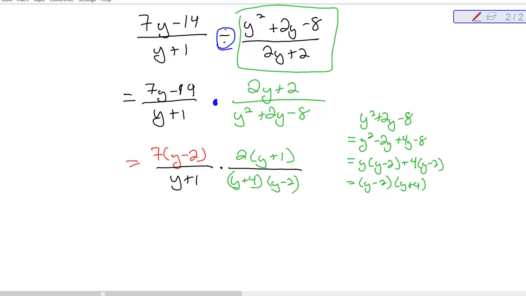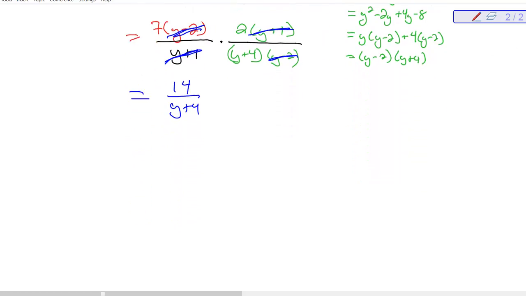Okay, now we can simplify one for one. We've got a y minus 2 and a y minus 2, a y plus 1 and a y plus 1, which leaves me with 7 times 2, which is 14, over y plus 4. So again, our biggest challenge is making sure that we change it first to a multiplication problem.